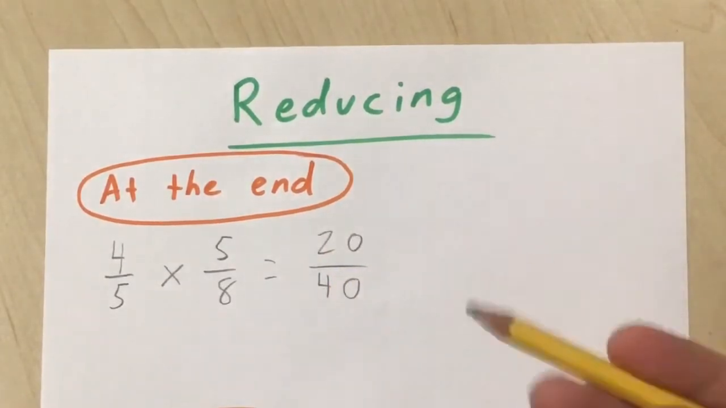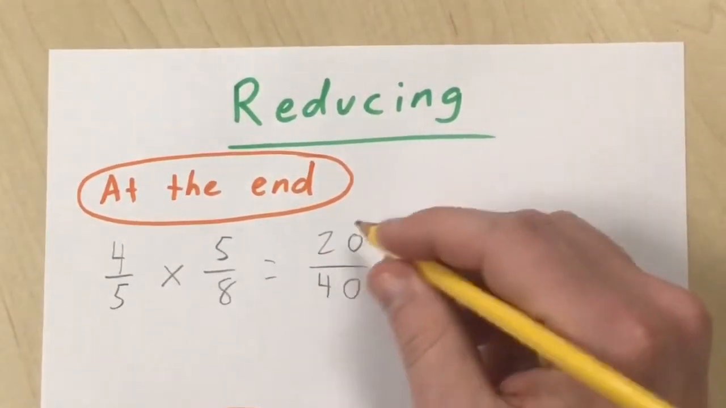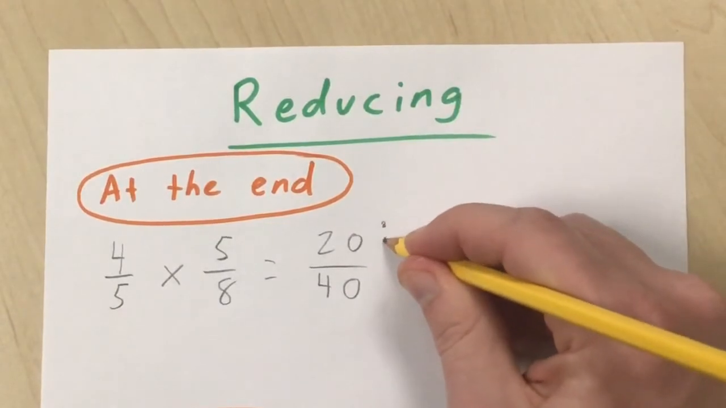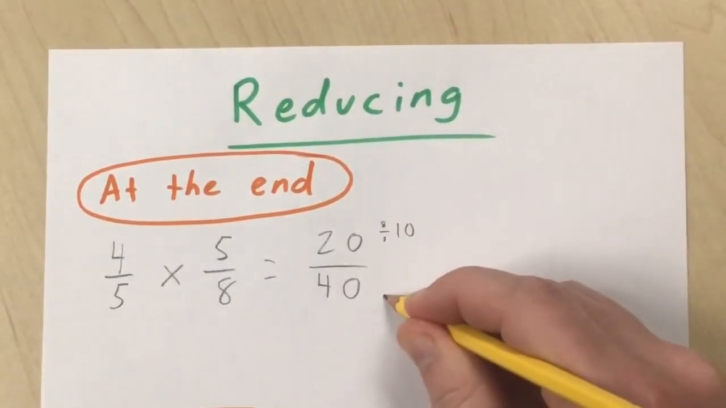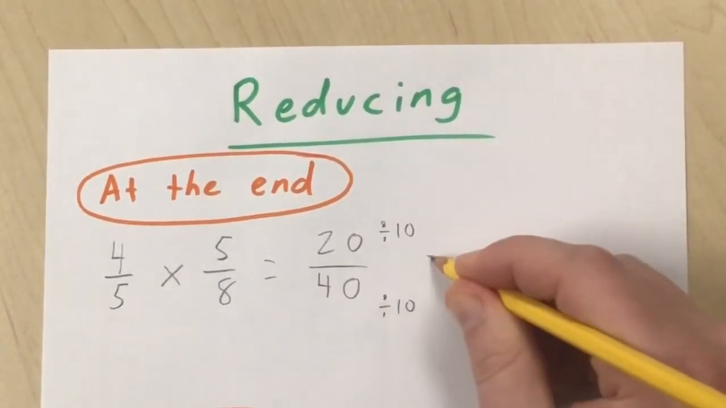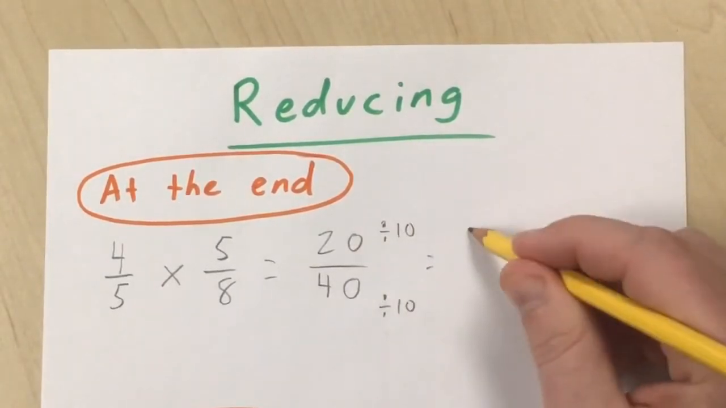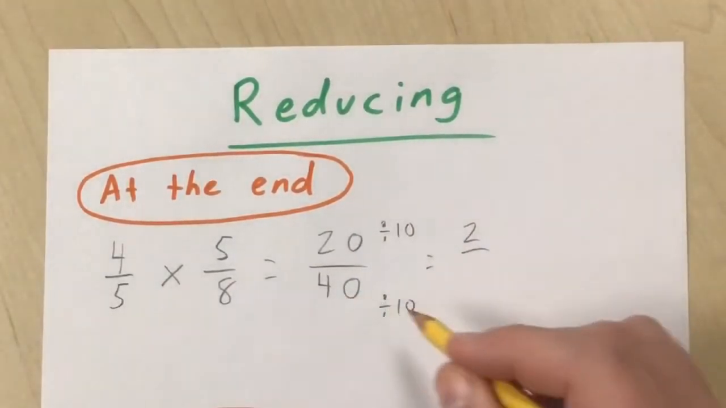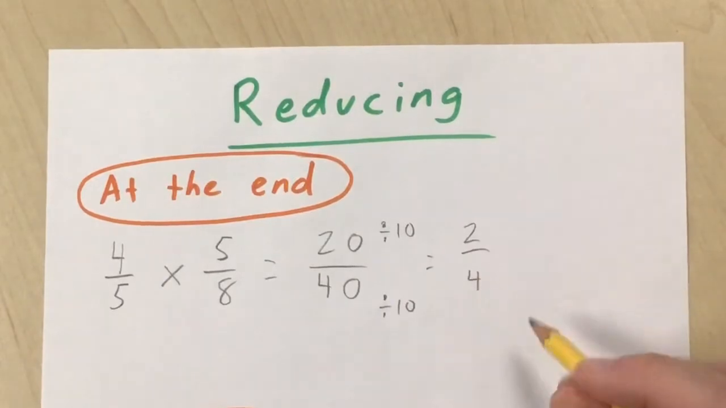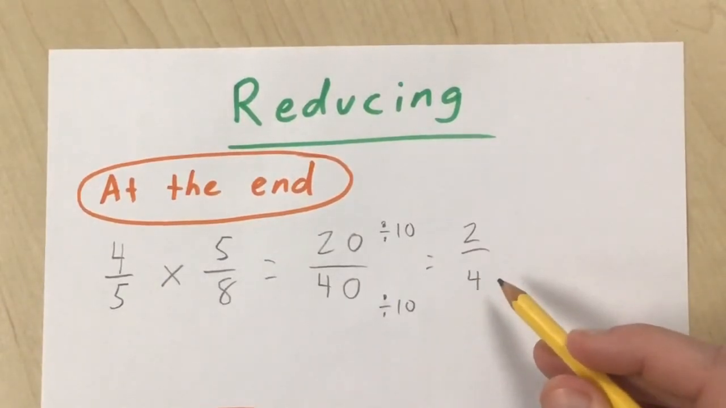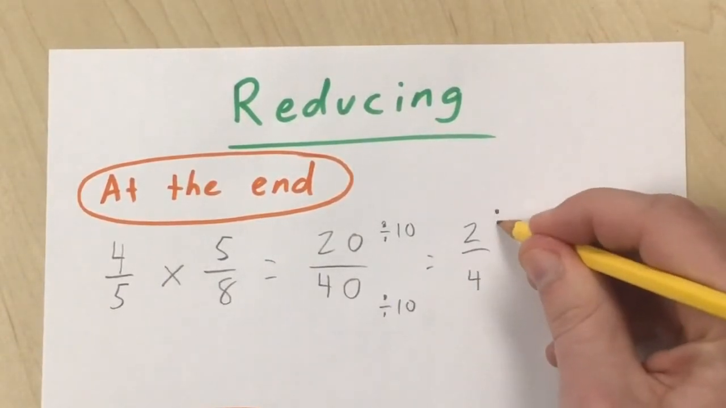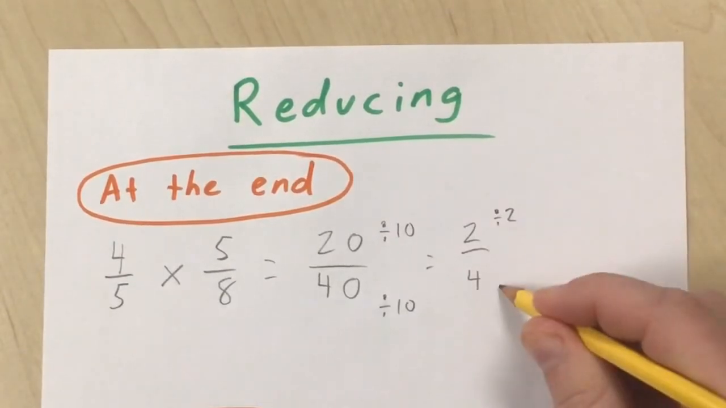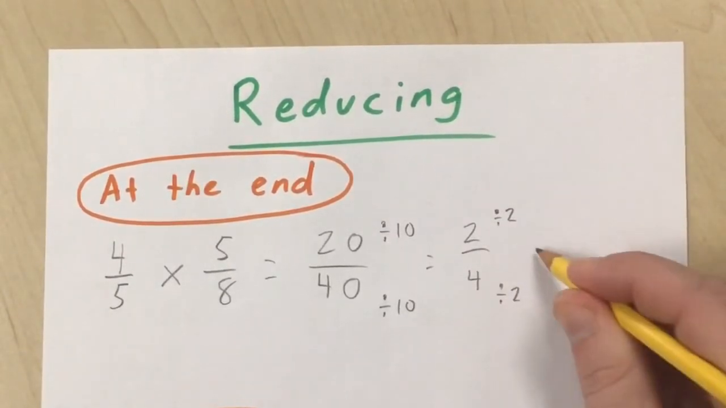Well, what if I'm not great at math? What if I just know, oh look, they both end in 0. I can divide the top by 10 and the bottom by 10. You end up with 20 divided by 10 is 2. 40 divided by 10 is 4. Can we do that again? Yes, we can. 2 is divisible by 2, and 4 is also divisible by 2.